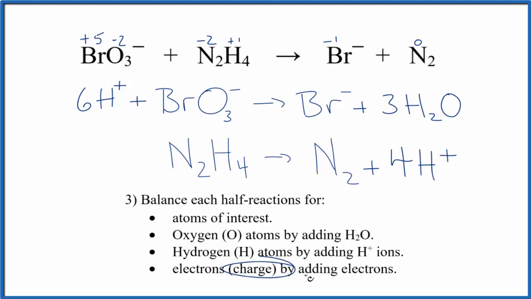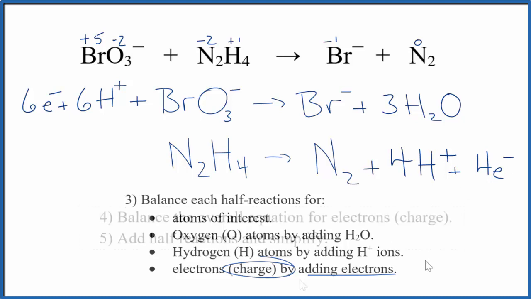We balance the charge by adding electrons. So when I look at this, I have a negative and a negative. That's fine, but then I have the 6+. So I'm going to add 6 electrons here to balance that charge. Down here, I have a 4+. I'm going to add 4 electrons to balance that charge. So now charge is balanced.